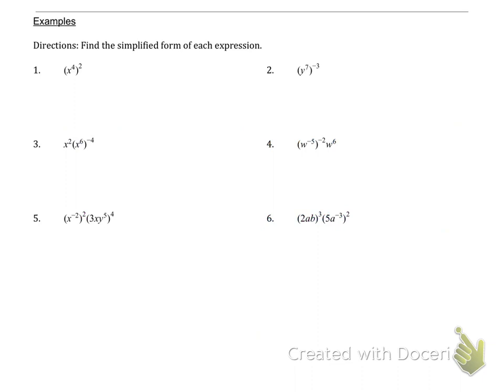Now let's try some example problems. The directions say find the simplified form of each expression. So for number 1, for this one, I'm going to multiply these two exponents. So 4 times 2 is 8, so I have x to the 8th power. Number 2, I'm going to do the same thing. I'm going to multiply the exponents, so I have y to the negative 21st power. But in order to simplify that completely, I need a positive exponent. So I'm going to take the reciprocal, which is 1 over y to the 21st power.